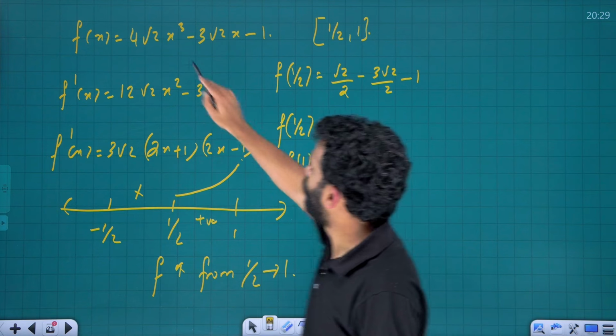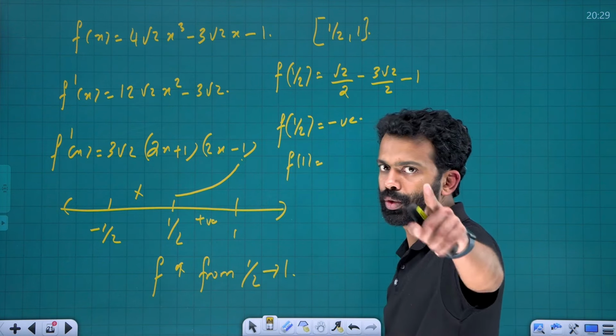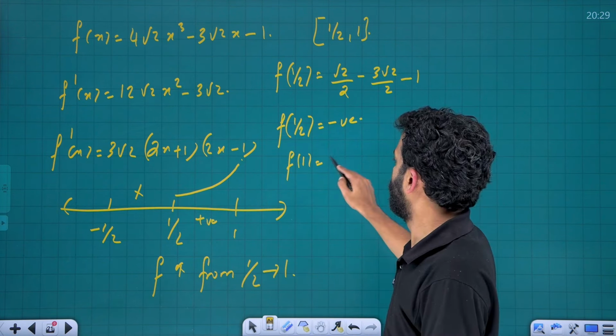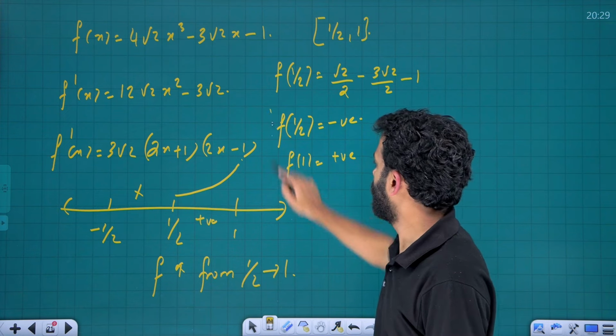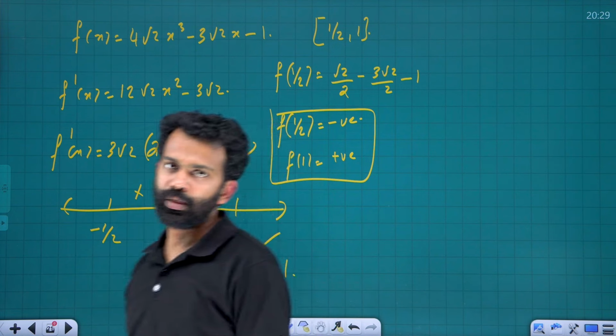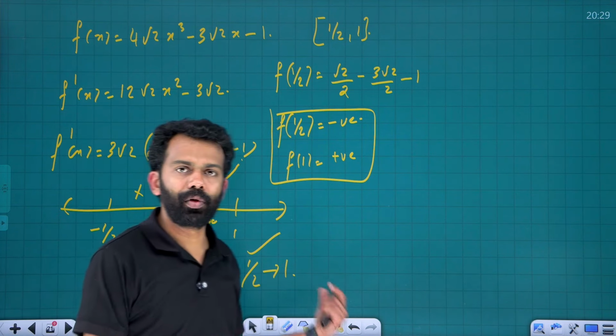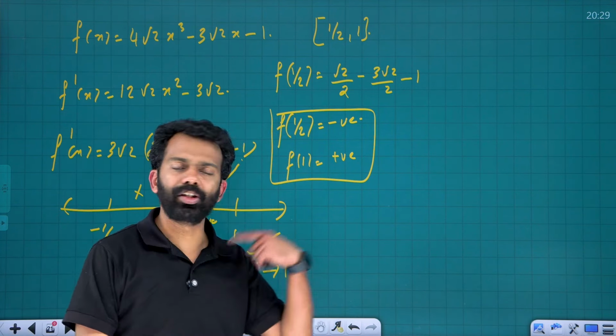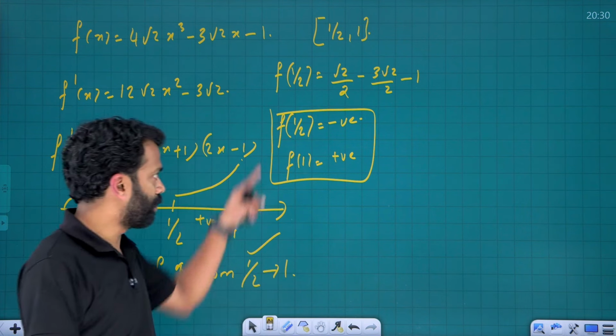Okay. So, what is f of 1? f of 1 will be 4 root 2 minus 3 root 2, that is root 2, and root 2 minus 1 will be a positive value. So, what can you conclude from these two? The problem is done. We have cracked statement 1, the first statement, whether it's correct or not. What is your observation from this one and this one?